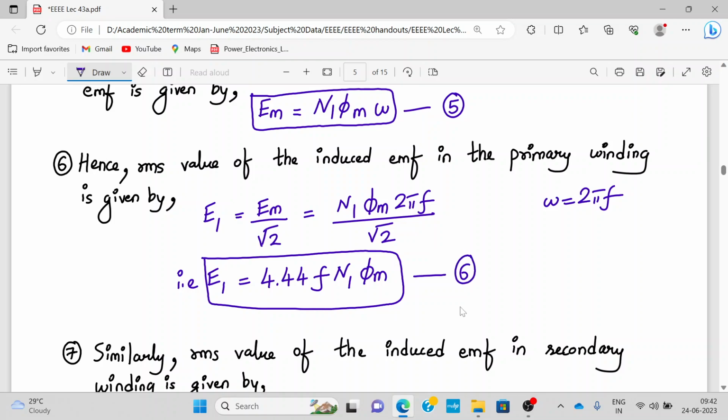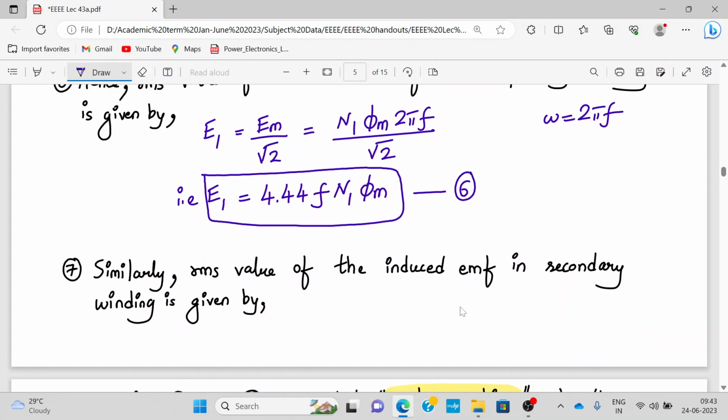Similarly, the RMS value of the induced EMF in the secondary winding will also be given by a similar formula. I will tell you the difference, but let us finally write over here: phi m is the maximum flux denoted in Weber, and f is the supply frequency.